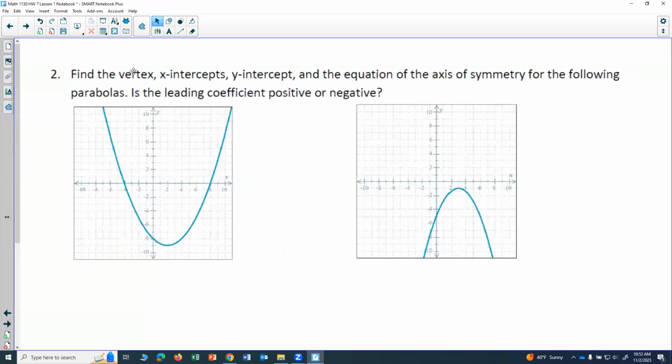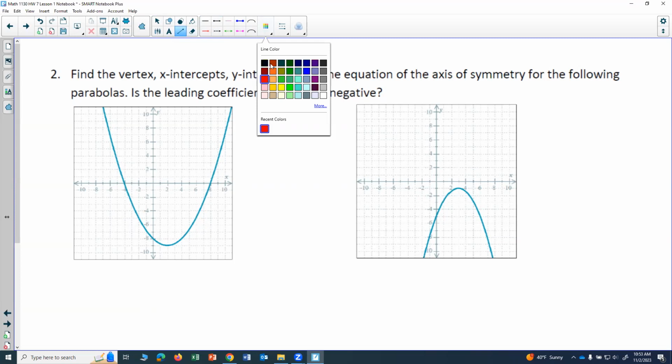Let's do one more example where we are given the graph and we are trying to find the vertex, the x-intercepts, the y-intercept, and the equation of the axis of symmetry for the parabolas. We also need to answer, is the leading coefficient positive or negative? So first of all, the axis of symmetry, I know that's going to be the vertical line that goes through the point of the vertex.